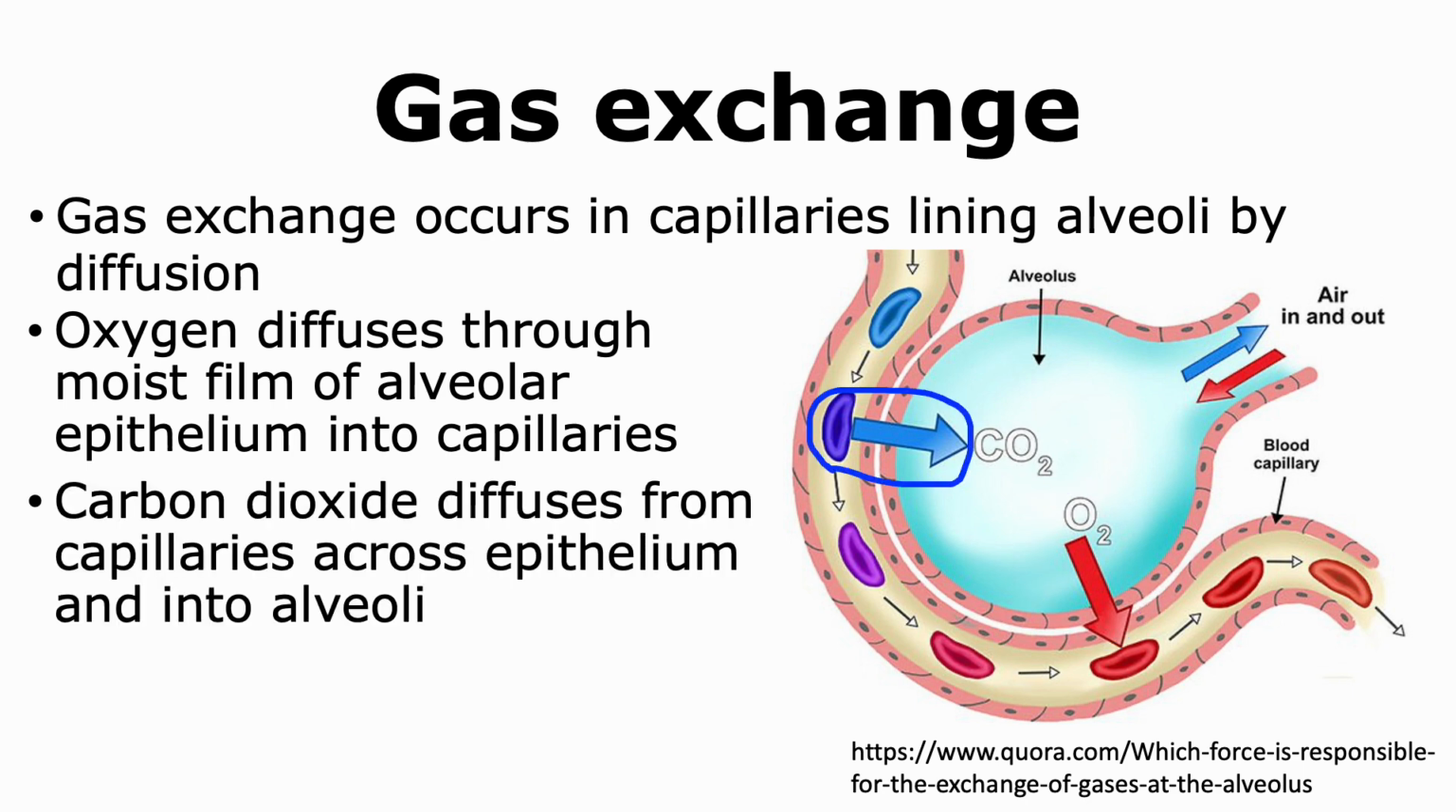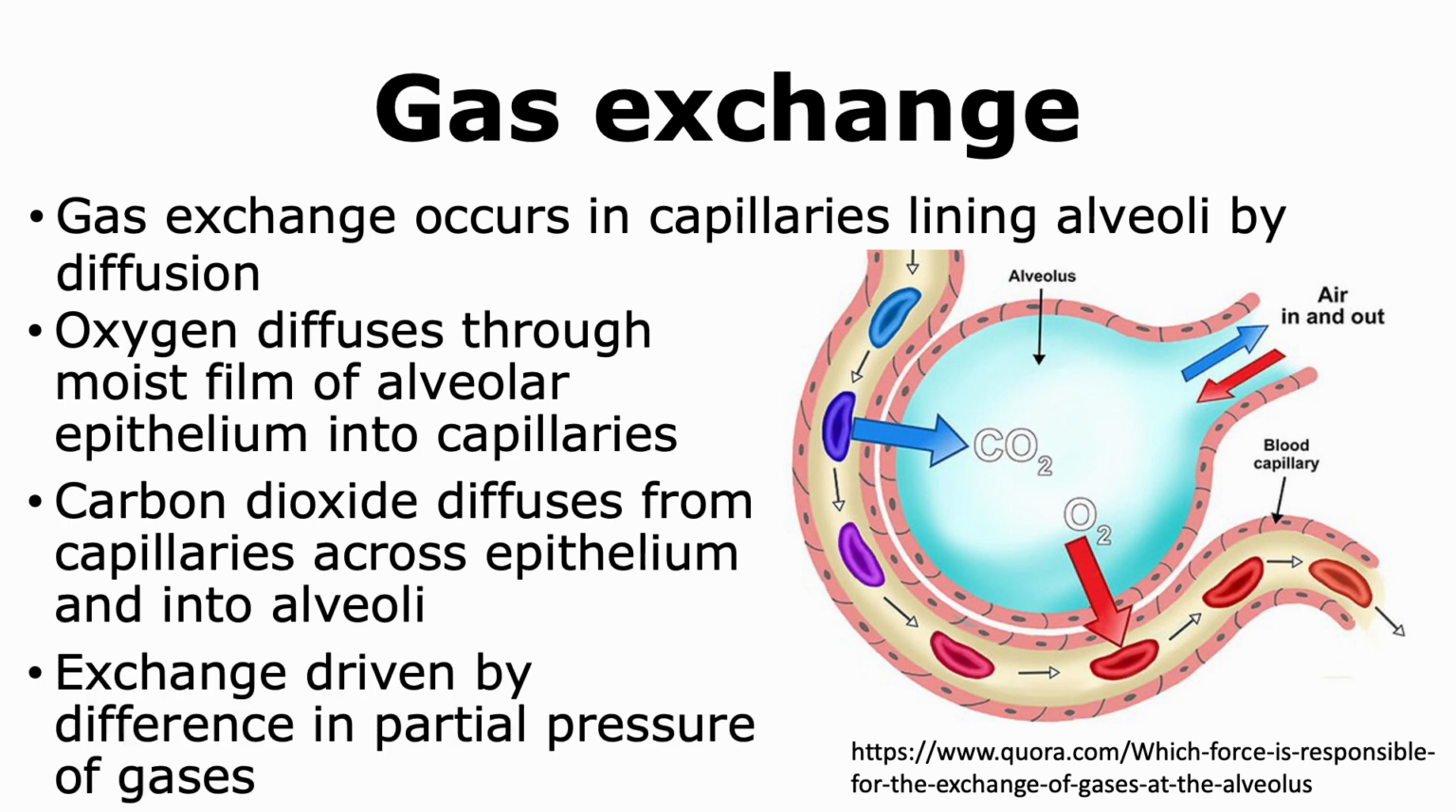The carbon dioxide that is being carried in the blood of these capillaries in turn diffuses out, crosses the epithelium, and enters into the alveoli. The exchange of oxygen and carbon dioxide is driven by a difference in the partial pressure of these gases.